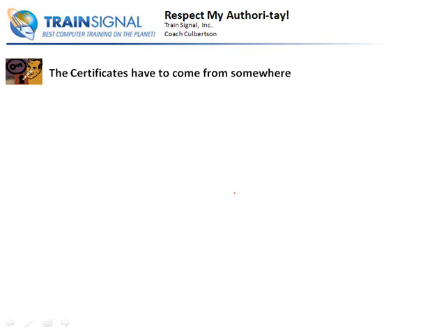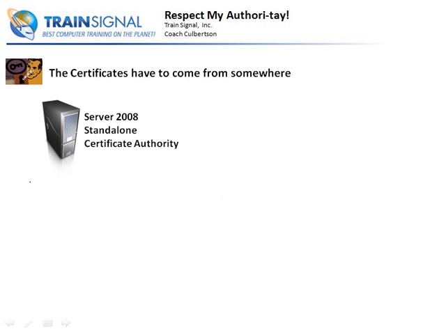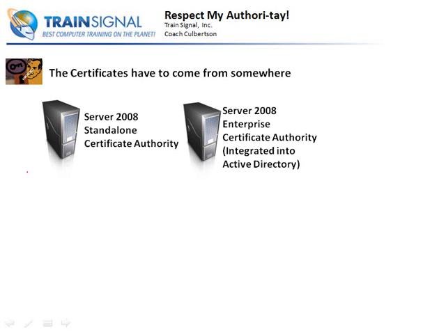Now those certificates have to come from somewhere, so let's talk about where they come from. First of all, the most basic of basic certificate authorities is a Server 2008 what we call a standalone certificate authority. Now, most of the work that has to be done with a standalone certificate authority is very manual. So if you have a very large organization, this may or may not be the best solution for you. And we have a more powerful option in the Server 2008 Enterprise Certificate Authority. Now, this guy is integrated into Active Directory, so you know there's going to be some additional cool features and some more automation that's going to happen with it.